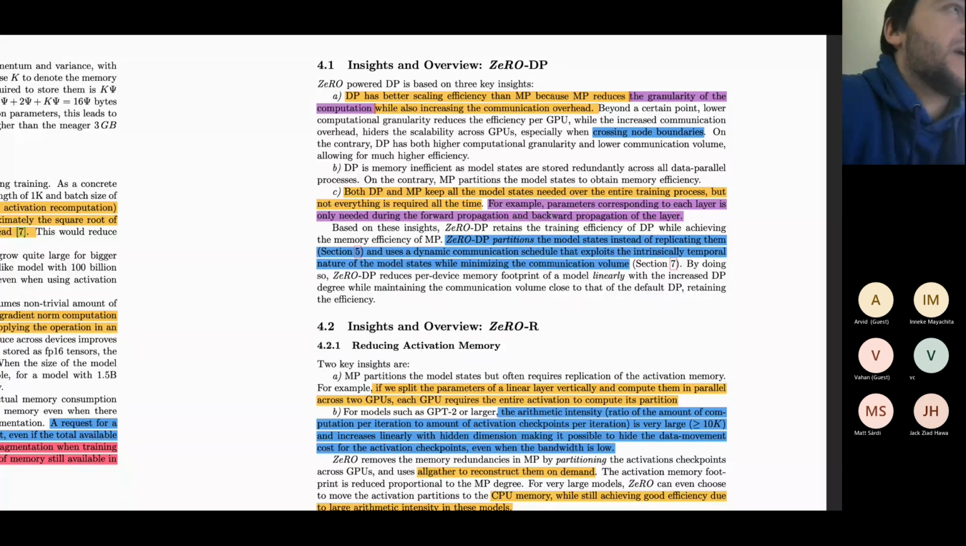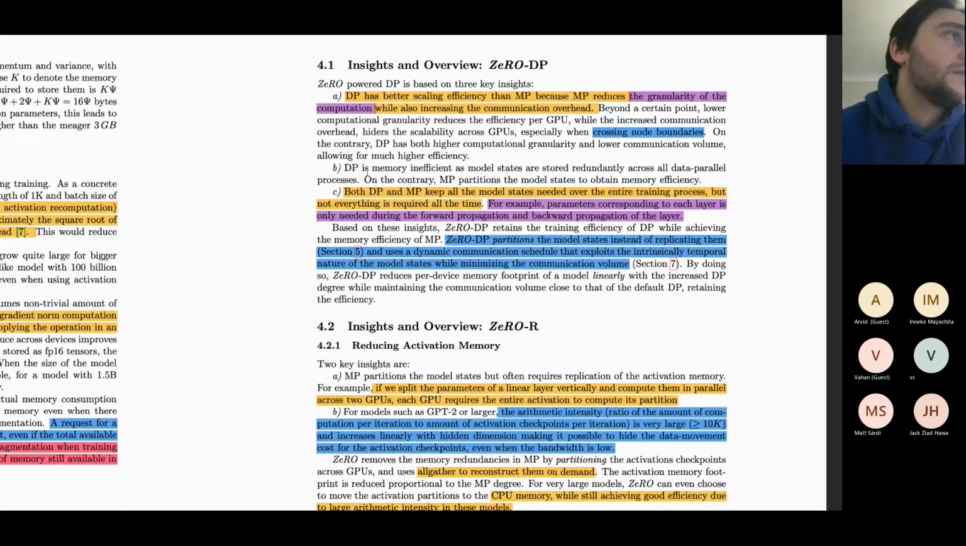Data parallelism has better scaling efficiency than model parallelism because model parallelism reduces the granularity of the computation while increasing the communication overhead. Makes sense. And this is true especially when crossing node boundaries. So this is what we talked about before in terms of the trade-off between data parallelism and model parallelism.